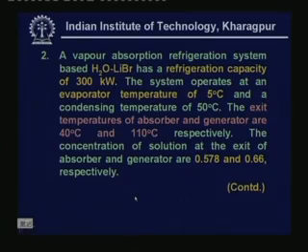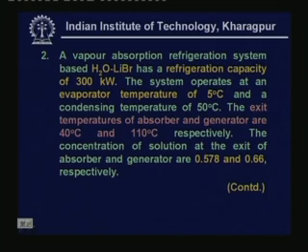Now, let me discuss the second problem. This is a problem on vapor absorption refrigeration system. So, let me read the problem. A vapor absorption refrigeration system based on water lithium bromide has a refrigeration capacity of 300 kilowatts.